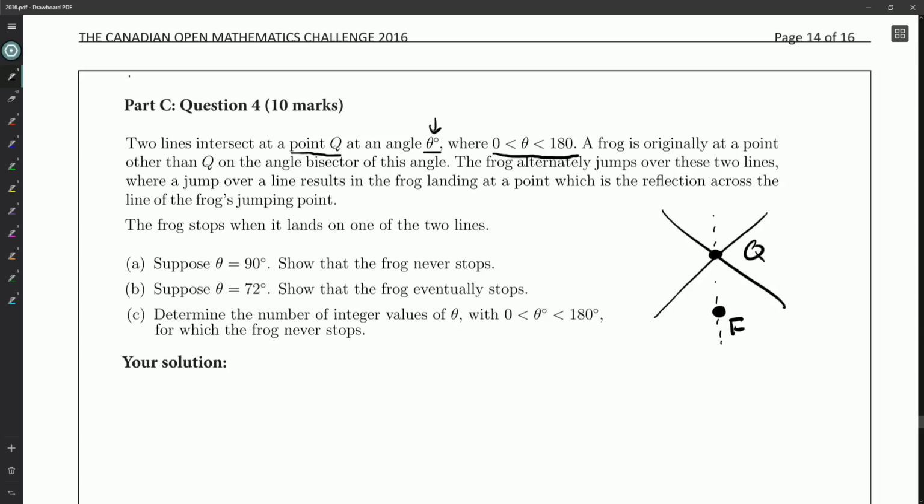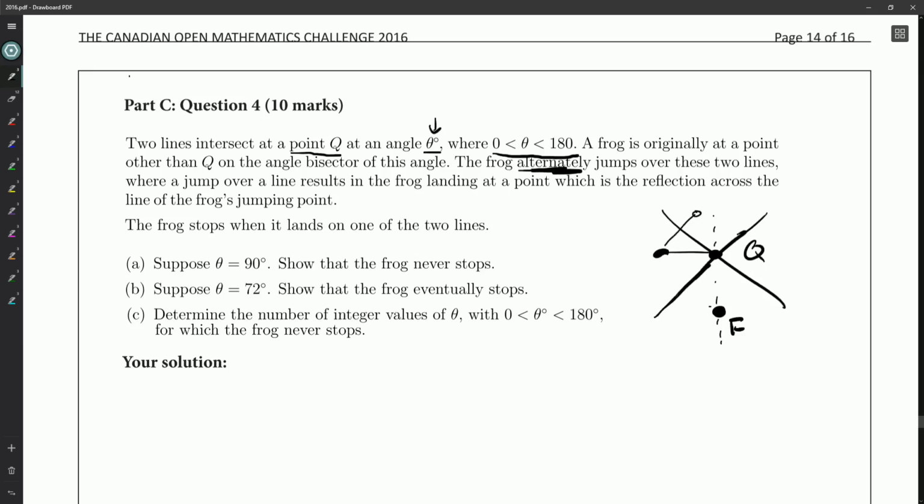Okay. The frog alternately jumps over the two lines. So I guess not the angle bisector, but the two given lines, where a jump over a line results in the frog landing at a point which is the reflection across the line of the frog's jumping point. So if we were jumping in this line, we'd reflect over here. And then I guess we're alternating, so I guess we'd do the next one.